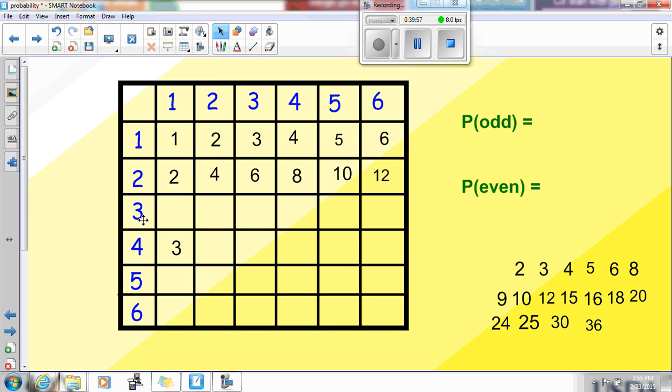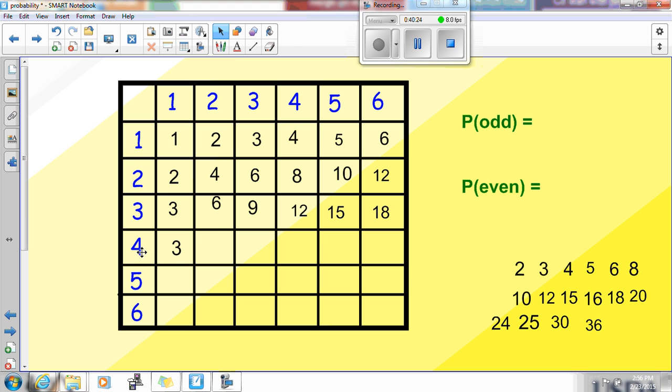Next one, we roll a 3 and a 1, our product is 3. 3 times 1 is 3. 3 and a 2, our product is 6. We roll a 3, and then the second dice a 3, our product is 9. We roll a 3 on one dice and a 4 on the other, our product of the two dice is 12. A 3 and a 5, our product is 15. A 3 and a 6, and our product is 18.